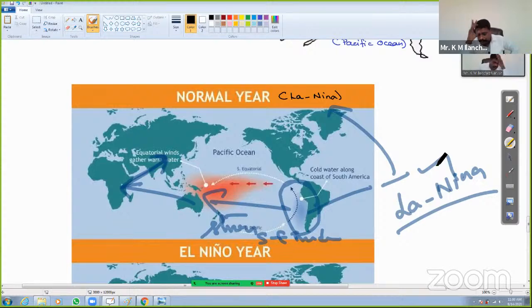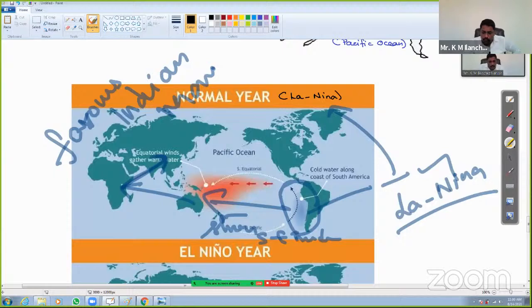La Nina condition establishes a strong southeastern trade of the Pacific Ocean and eventually favors the Indian monsoon.